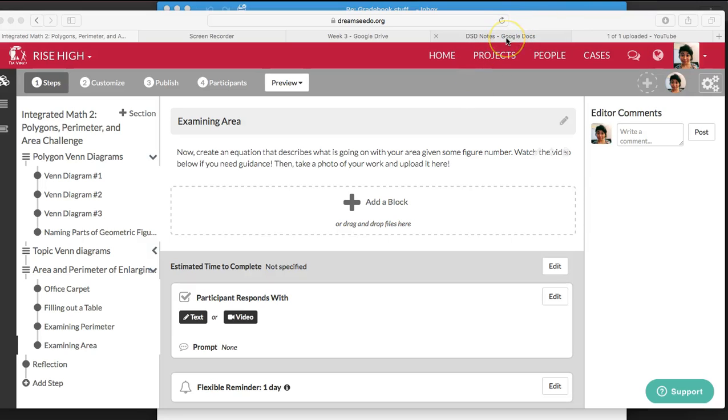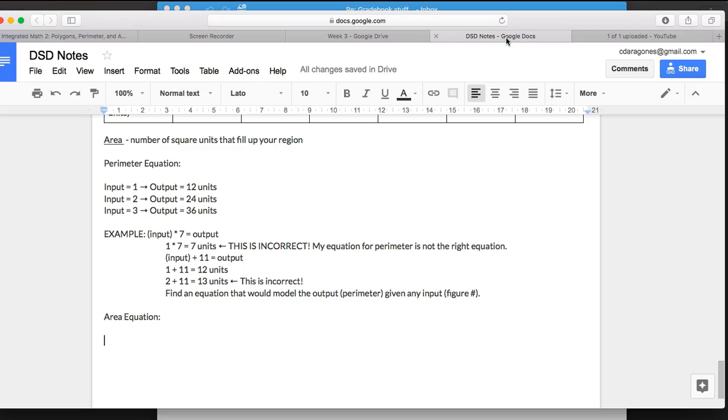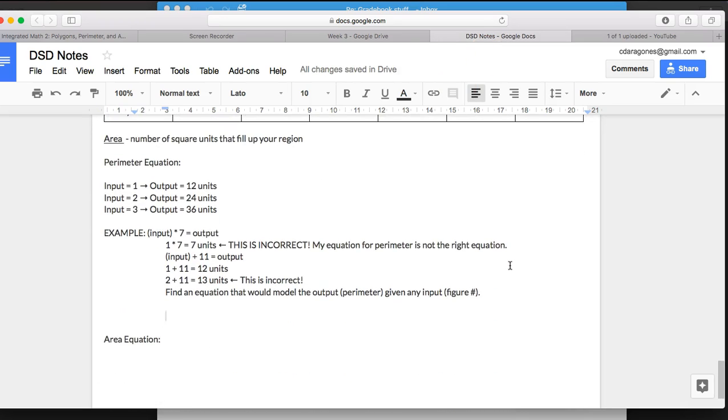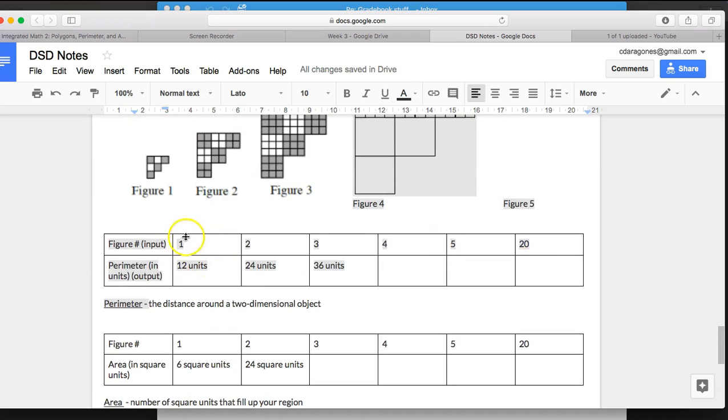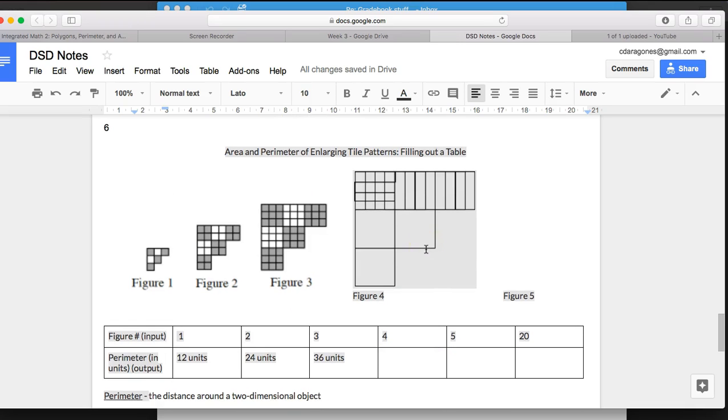Okay, so now that you're able to create an equation for your perimeter, just very quickly for this first design, hopefully you notice that the perimeter is always equal to the input, which is your figure number, times 12. So you would take your figure number and multiply it by 12 in order to get the perimeter. So 1 times 12 is 12, 2 times 12 is 24, 3 times 12 is 36, and so on and so forth. Now, depending on your design, you might have a different equation for perimeter.